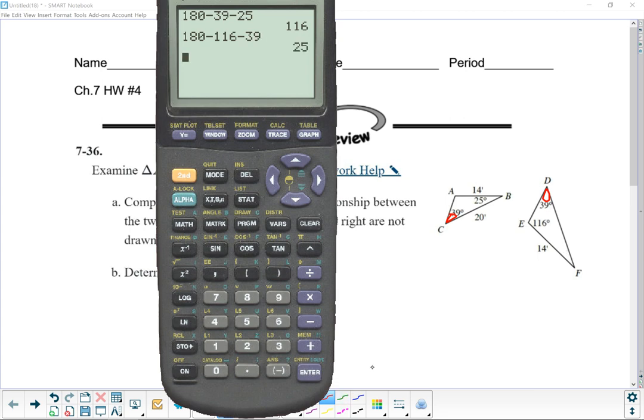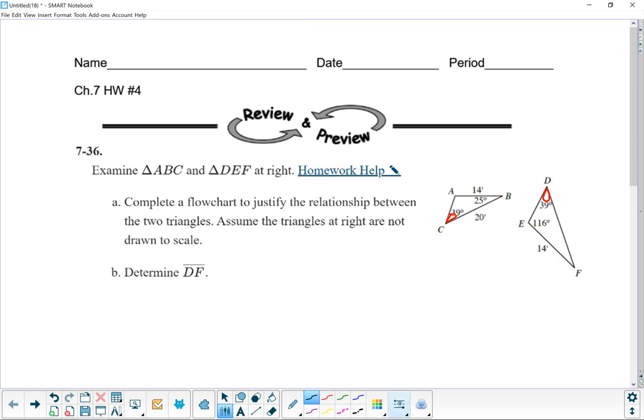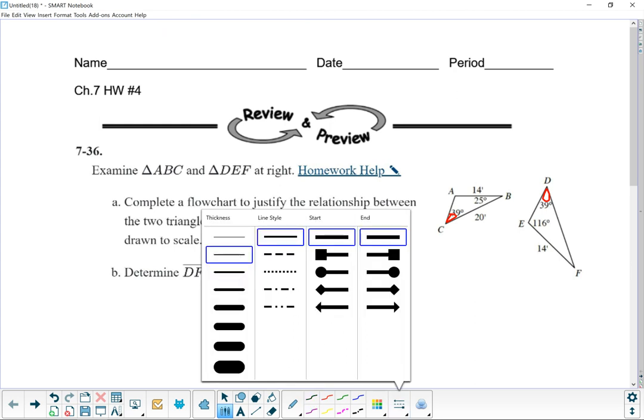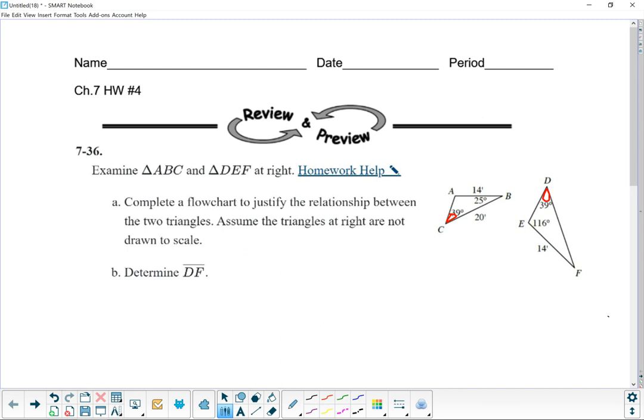Right? So we know that this one is 116, and this one is 25. Okay, so that means that all the angles match, right? So that means that this angle of 116 matches with this angle of 116.